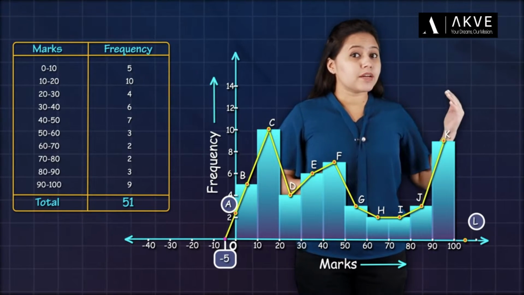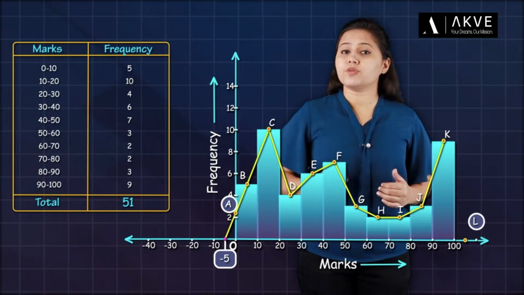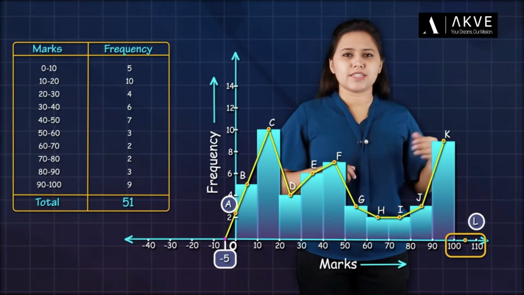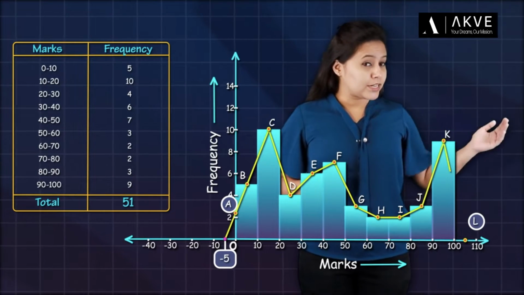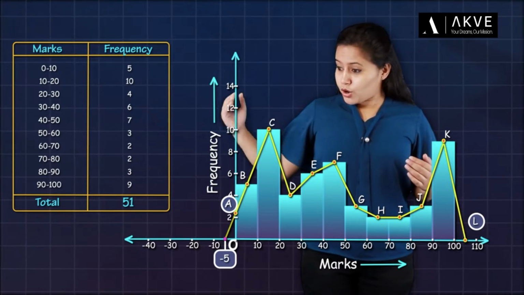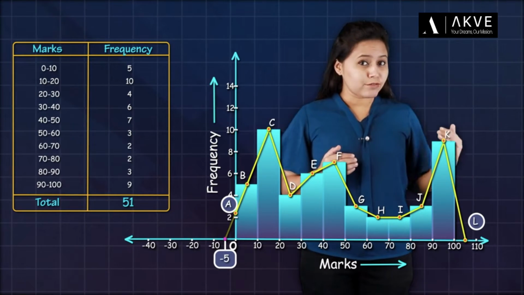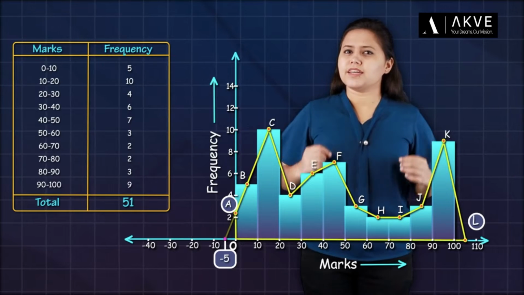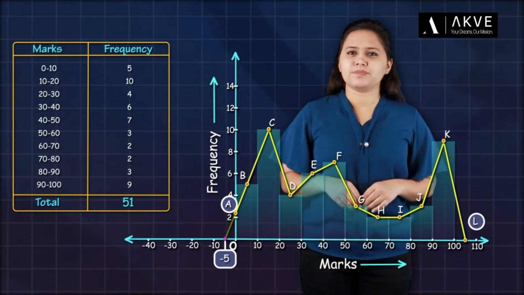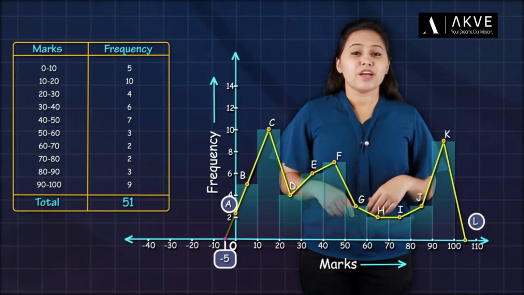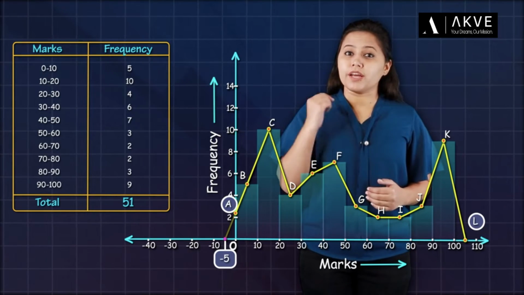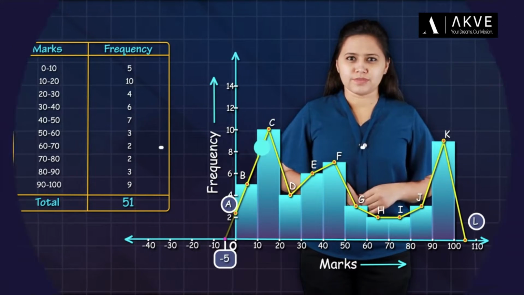Further, let L be the midpoint of the class 100 to 110 having frequency 0. So join K to L. Thus, OABCDEFGHIJKL is the required frequency polygon. Interesting, isn't it? So now you know what frequency polygon is and how it is drawn.